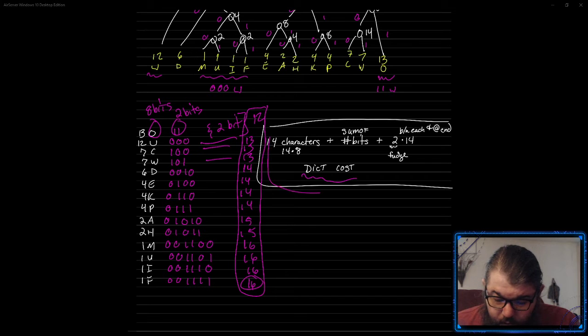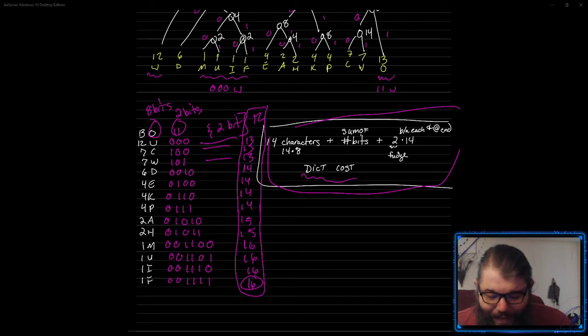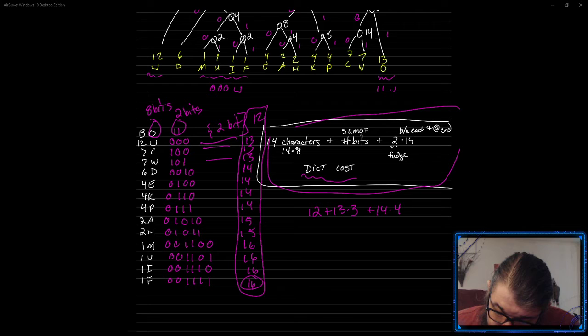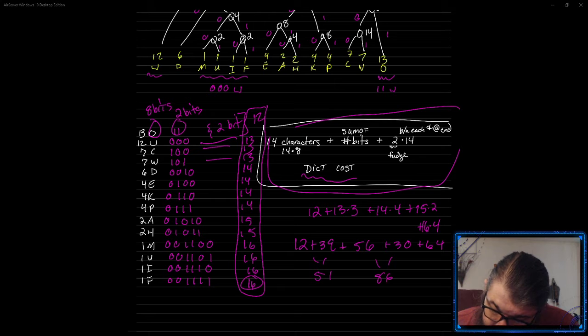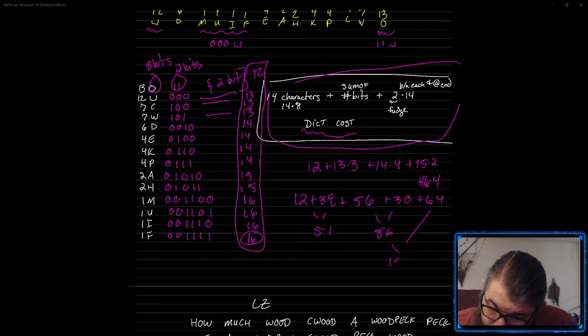And in total, you'll end up with whatever this number is, which we can do here in a second. Or, well, we can do it now. That's fine. Let's see. We got 39. It looks like 12 plus 13 times 3 plus 14 times 4 plus 15 times 2 plus 16 times 4. And I did it this way because these numbers actually come out to be pretty cool. So this is 51. This is 86. 86 and 64 is 150. So I get about 201 bits here for the dictionary, for the Huffman coding dictionary that we'll have to send.